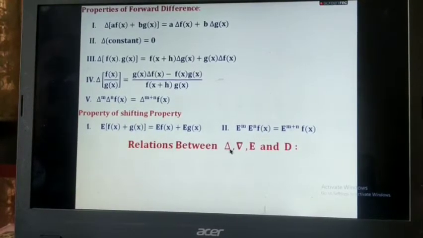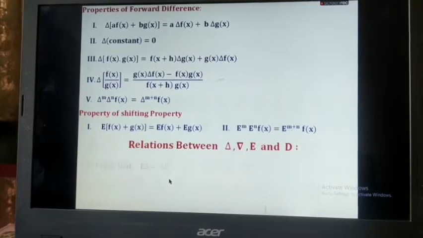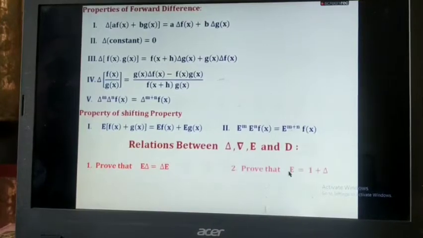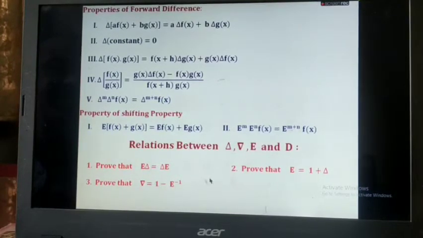Delta is the forward difference, del is the backward difference, E is the shifting operator, and D is the differentiation. Now see the first relation: prove that E·Δ = Δ·E. Second, prove that E = 1 + Δ. Third, prove that ∇ = 1 − E⁻¹, or E⁻¹ = 1 − ∇. And the fourth one: ∇ = Δ·E⁻¹.